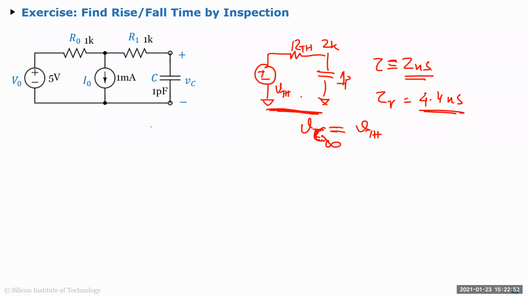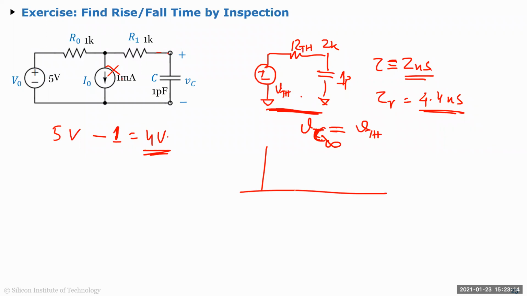Again, by inspection, you can quickly see. If you're doing superposition, when this source is off, this circuit is not there, so you just see 5 volts. And then when this is shorted, obviously there's no current being drawn from here. So it is minus 1 volt, because 1 milliamp times 1K is minus 1 volt. So that's 4 volts, right?